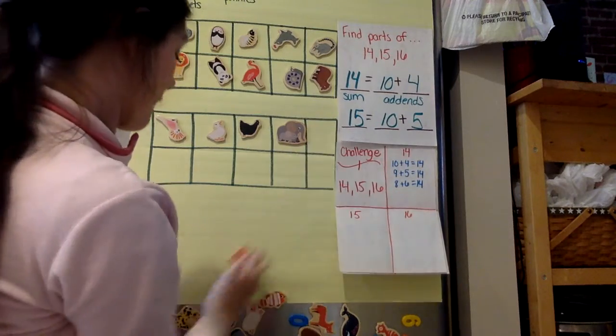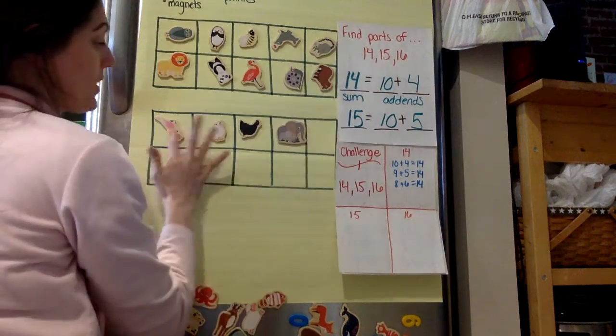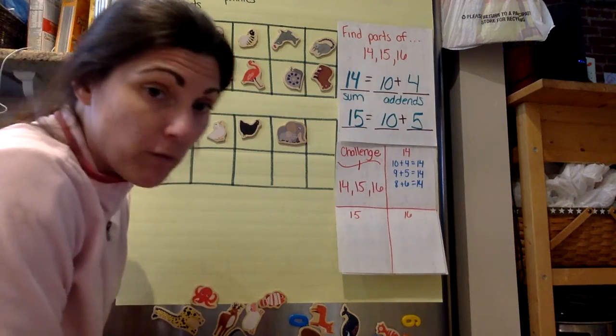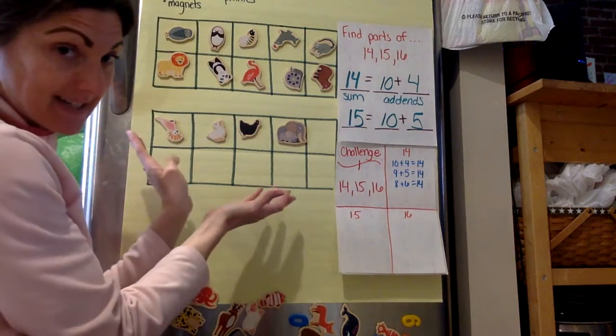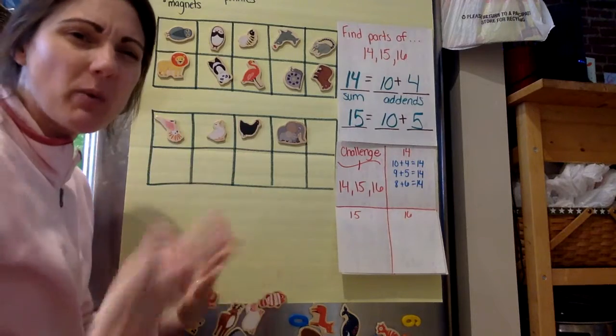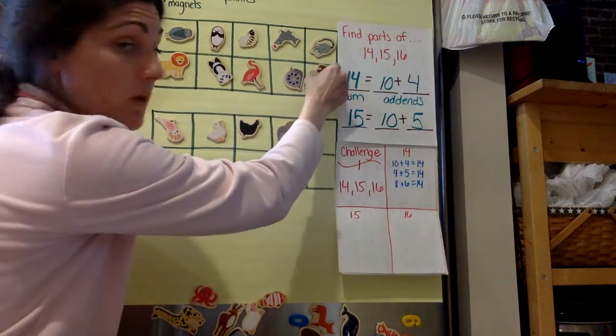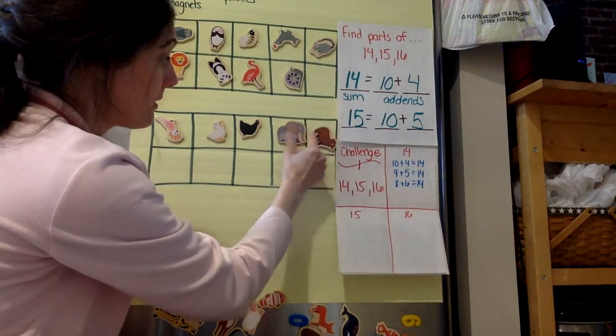Then, so let me start with 14. So here I have 10 plus 1, 2, 3, 4. So there's my 10 plus 4. Then I want to still equal 14. So I'm going to leave the same amount of magnets here, right? I still need 14 magnets, but I want to come up with different add-ins to equal 14. So I'm going to take one counter from up here, and I'm going to move it down.